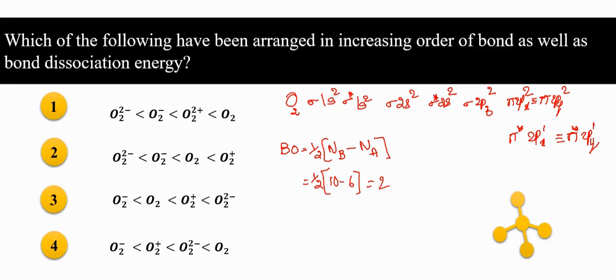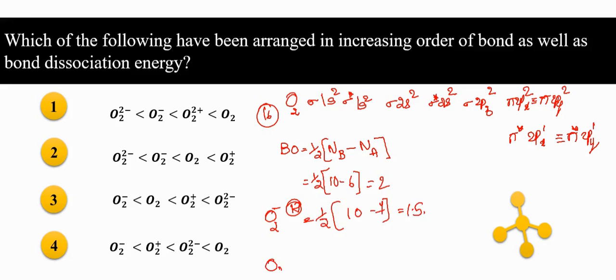Next we'll see O2 minus, superoxide. One extra electron is there. Here O2 has 16 electrons, here it is 17 electrons. So that one extra electron will enter the antibonding orbital. So the bond order is half into 10 minus 7, that is equal to 1.5.